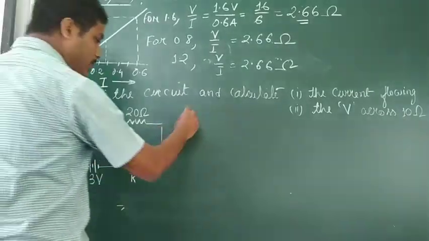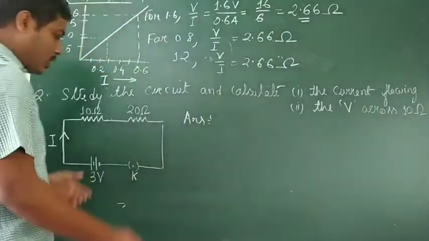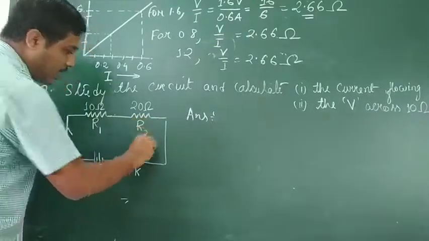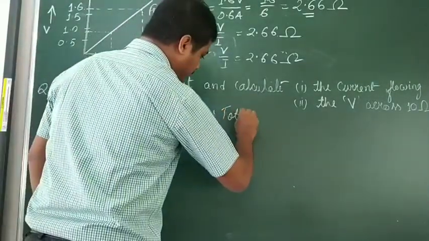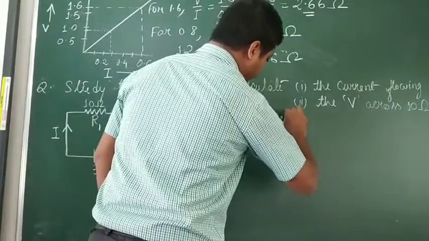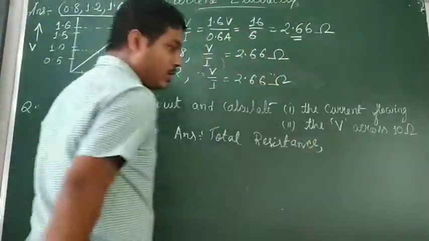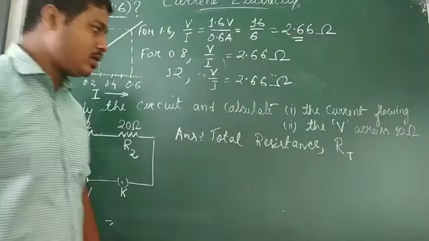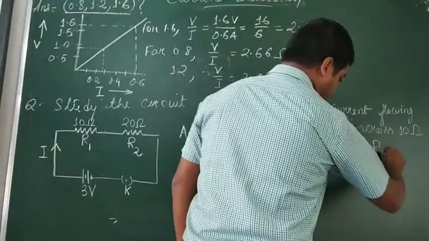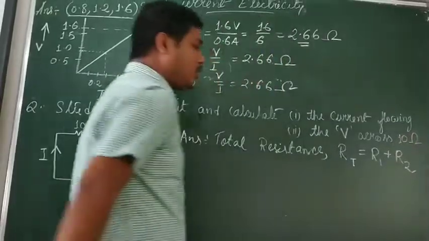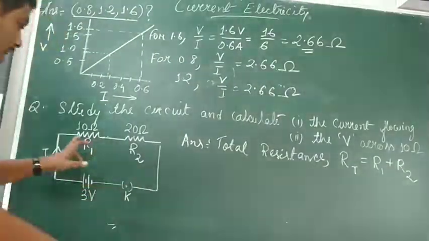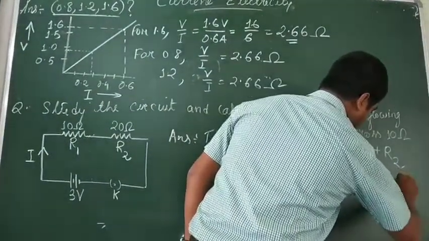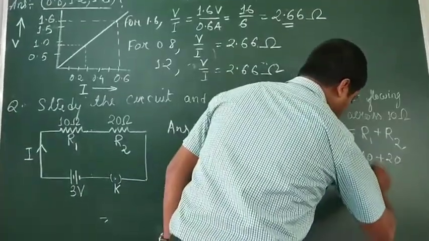So let us see what will be the total resistance. So if I calculate the total resistance, since these are in series, if I consider this as resistance R1 and this as resistance R2, the total resistance, I'll take this as RT. The total resistance will be equal to, since they are in series, R1 plus R2. Then your R1 value is 10 and R2 value is 20. So R1 is equal to 10 and R2 is equal to 20. So this will be equal to 30 ohm.